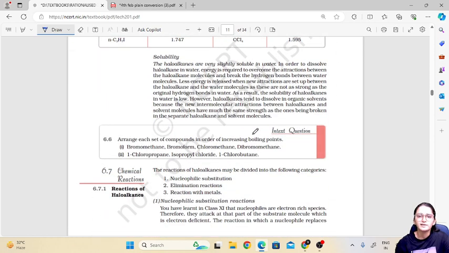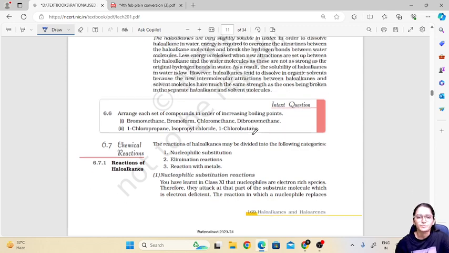Then about their solubility, they are very slightly soluble in water. They are not that much soluble in water because they cannot form bonds easily with water. Okay, so the solubility of haloalkanes in water is low.